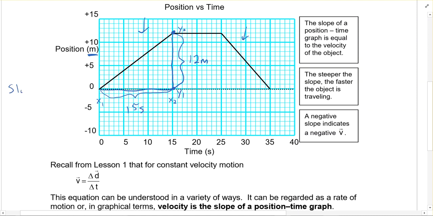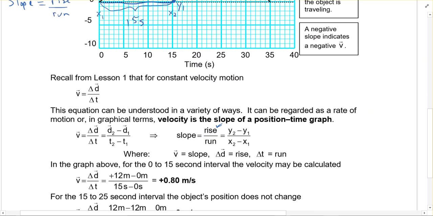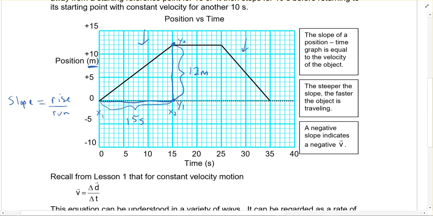Slope is just equal to rise over run. And this is kind of the way I like to think about it more than the y2 minus y1, is just draw these triangles like I've done here, and then figure out what one side of your triangle is and what the other side is, what your rise and your run are. So in this case, slope is just going to be equal to my rise, which was 12, over my run, which was 15. My pen's not working very well. And units do matter, so 12 meters over 15 seconds.